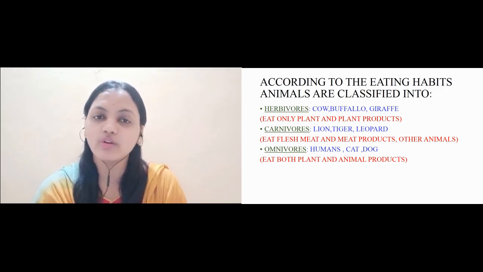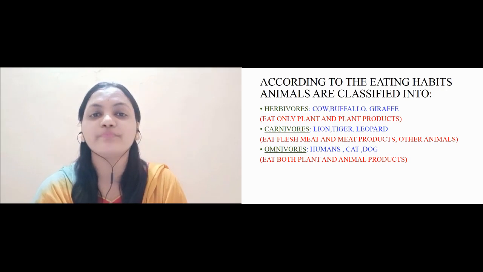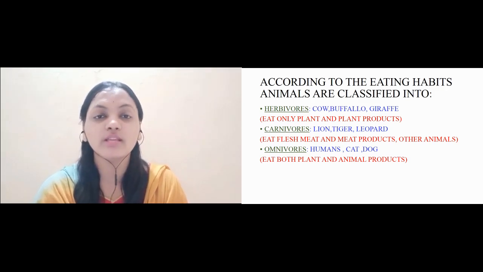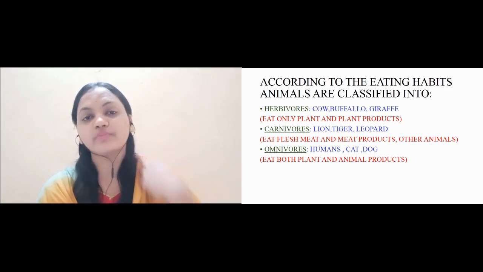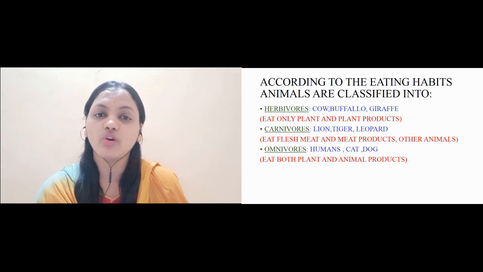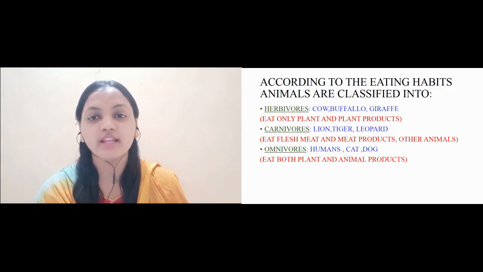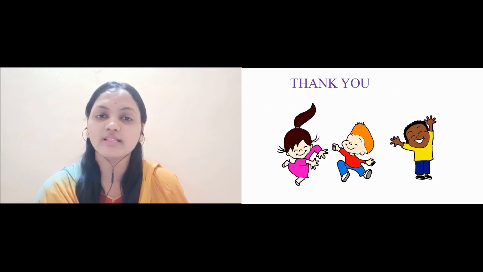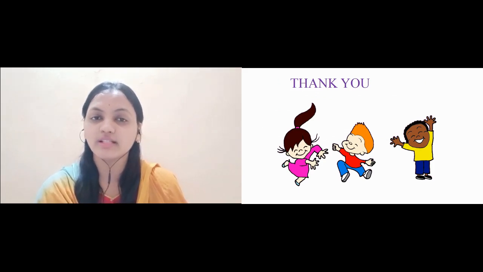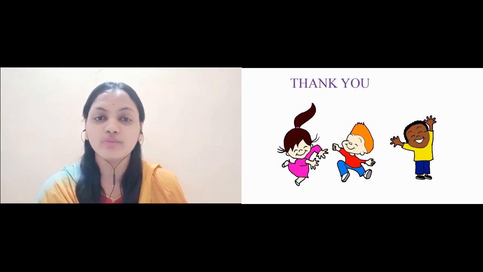The third category is omnivores. Omnivores can be cats, dogs, and even humans are considered omnivores. So children, this was about the categorization of animals according to their eating habits. I hope you have understood the whole topic. It is an easy topic to understand, that is food.